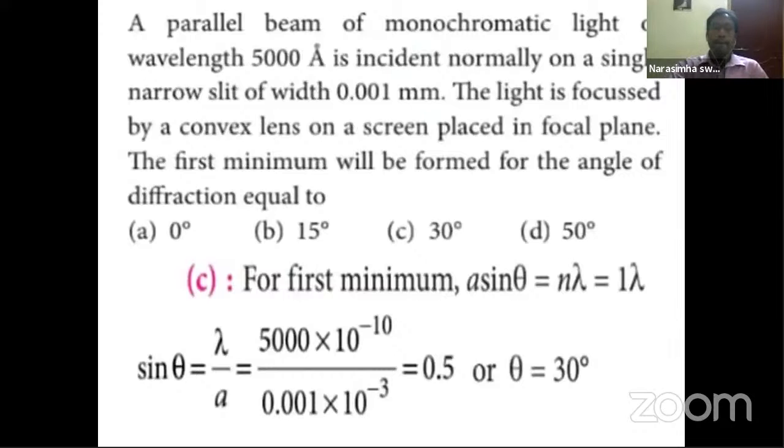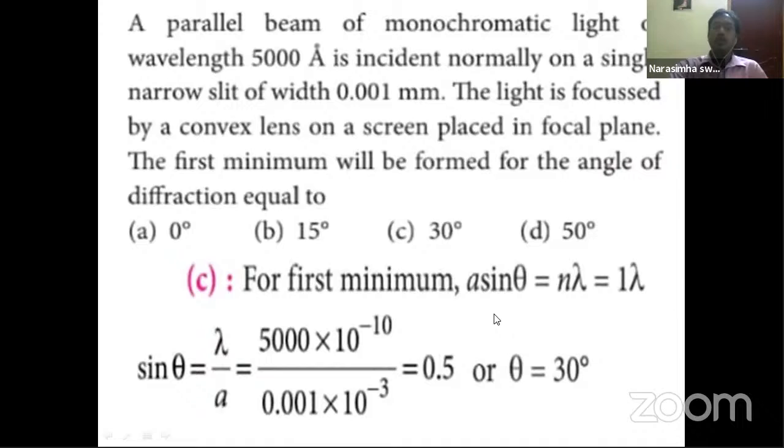Now we'll have one more problem. A parallel beam of monochromatic light of wavelength 5000 angstroms is incident normally on a single narrow slit of width 0.001 millimeters. The light is focused by a convex lens on a screen placed in the focal plane. Now the first minimum will be formed for the angle of diffraction equal to what?